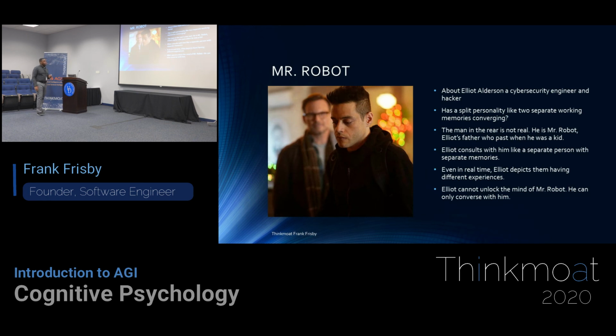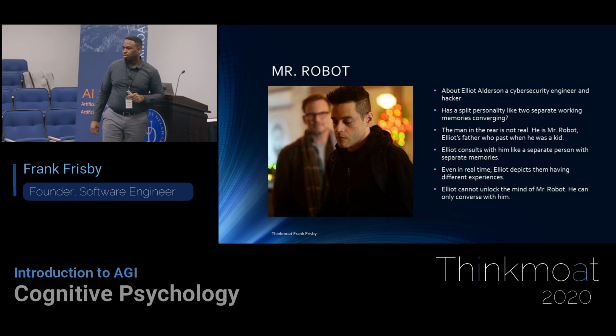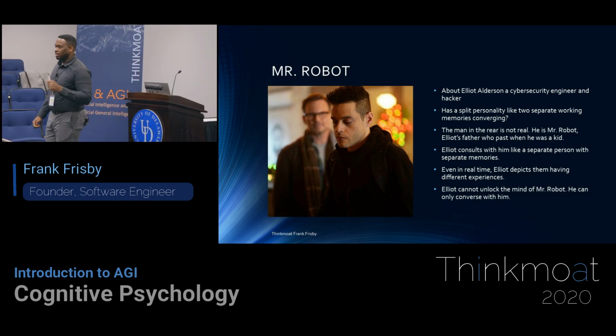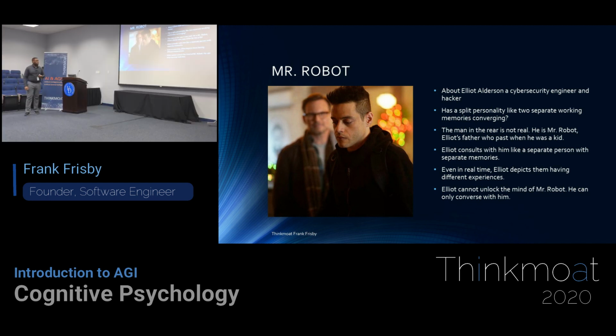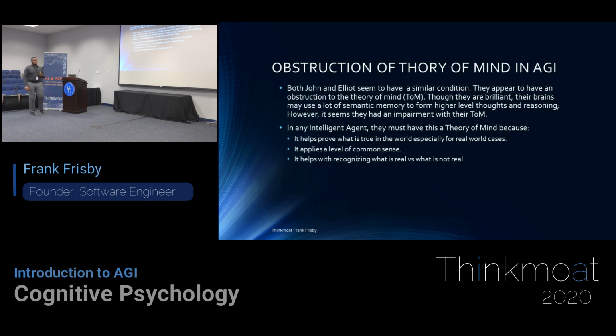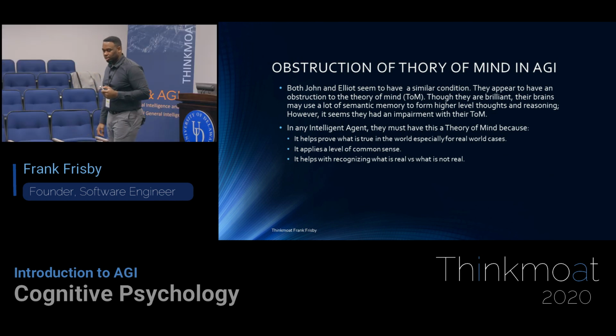This guy here, Mr. Robot, it's a good show. He has a similar concept. He thinks the guy back there is real. He's not. That's his dad in the past. He got hurt in the head, and it's a similar situation. He has an obstruction to his theory of mind. Why do I bring this up? Because when you build an AGI, it could build things that are not real. It can act on things that are not true, and even though it may have the best intention in mind, it can do things that are not correct.